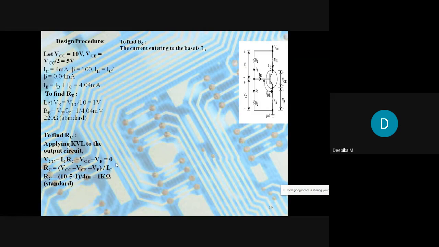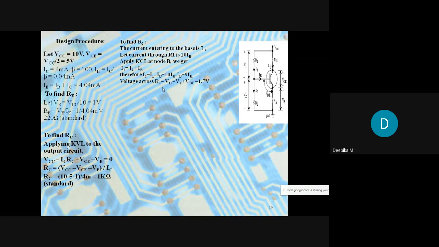To find R2, the current entering into the base is IB, so the base current is IB. Let the current through R1 be 10 times IB. This we are going to assume. Again, apply KCL at the node B. This is the node B I am having. KCL says the entering current will be equal to the outgoing current. So how do I write this? I1 is nothing but I2 plus IB. Therefore, I2 is nothing but 9 times IB.